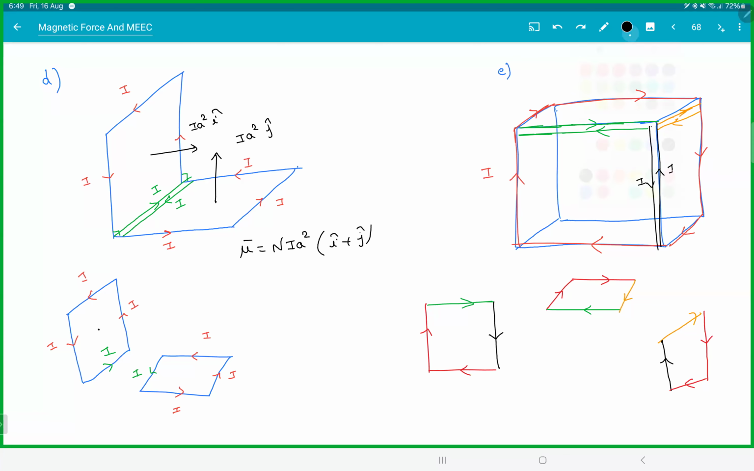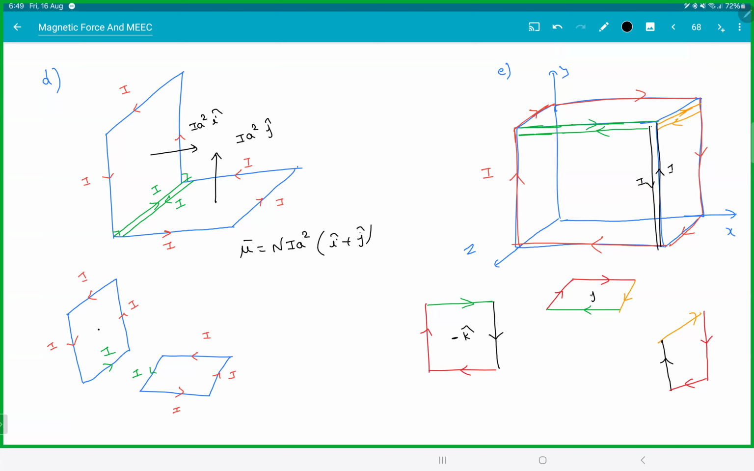Now I need to define my x, y, z. So I will choose this as my x. This is my y, and this is my z. It depends how you take your axes. The magnitude is the same, but if I choose the directions here, this one is going into the plane. So this is minus k cap.